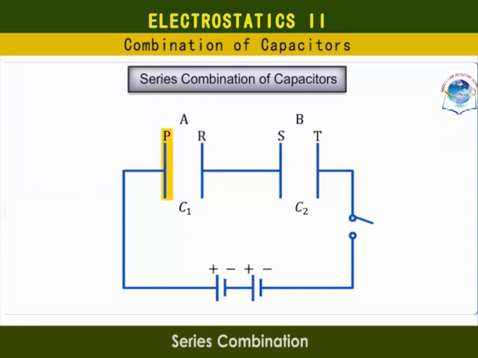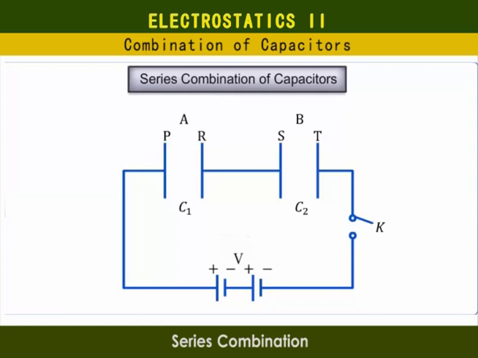The plate P is connected to the positive terminal of the battery, and plate R is connected to plate S of capacitor B. The plate T of B is connected to the negative terminal of the battery through a switch K. This is a series combination of capacitors A and B. Let a voltage V be applied by the battery.